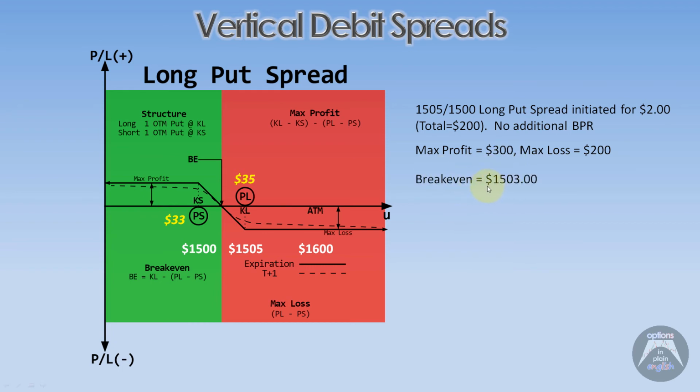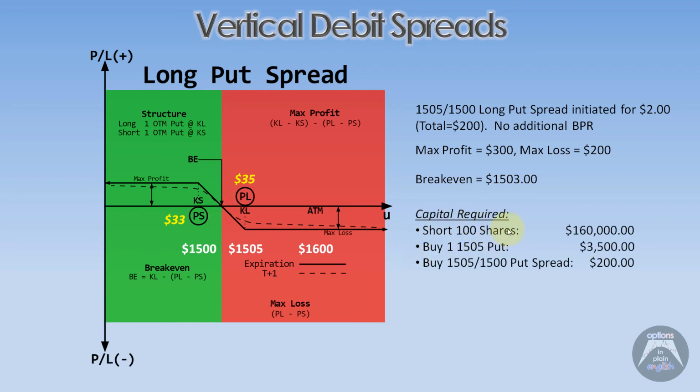Break even is going to be 1503. Why? This is going to be 1505, and then I need to go below this price by at least the amount that I already paid for this spread. So $2, 1505 minus 2, 1503. That's going to be my break even.